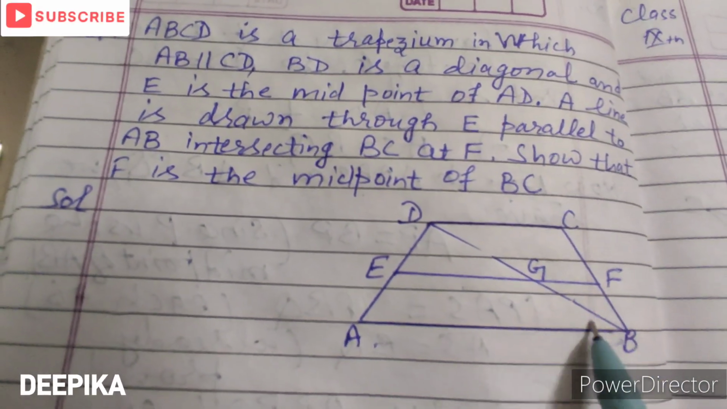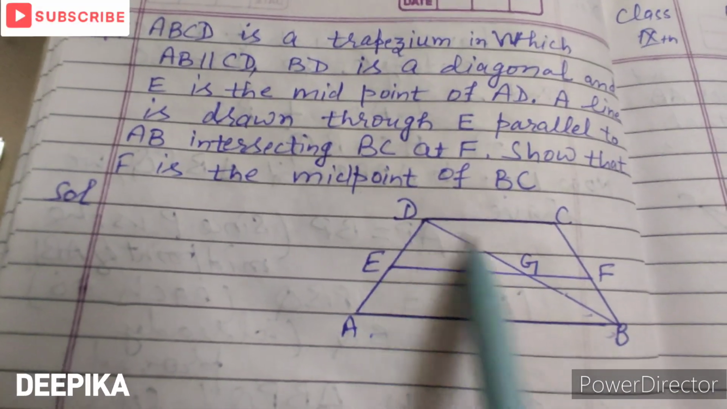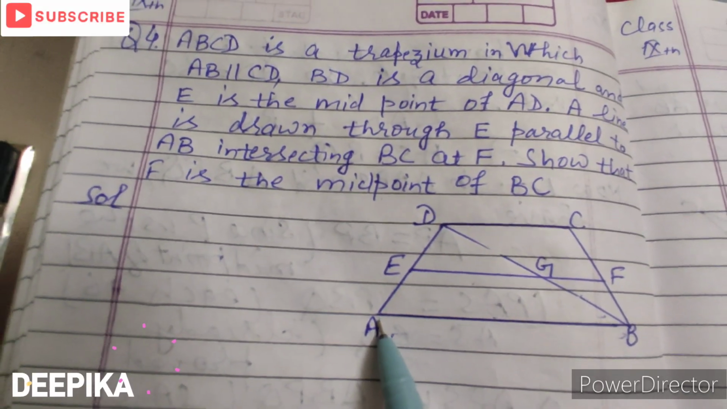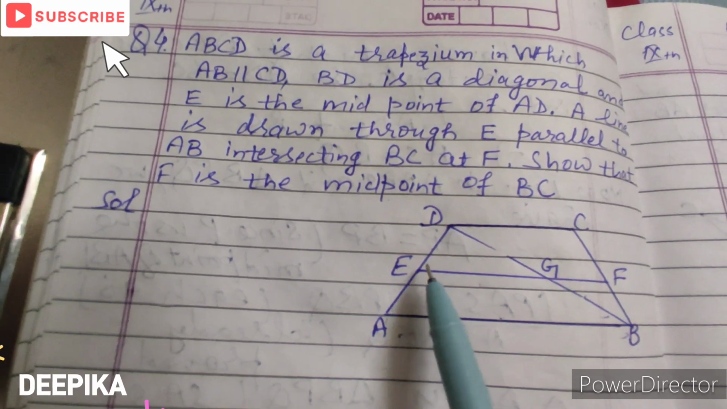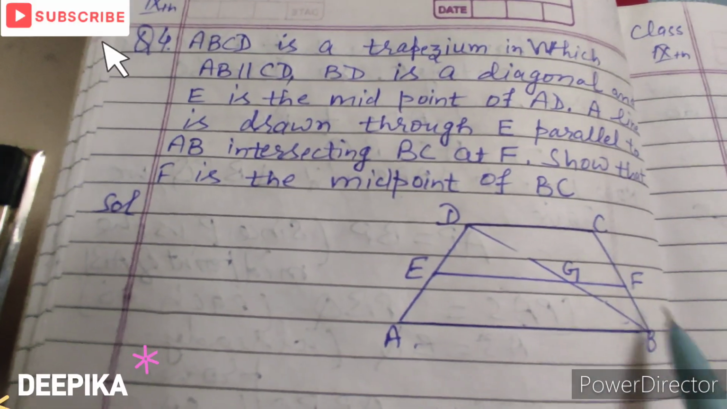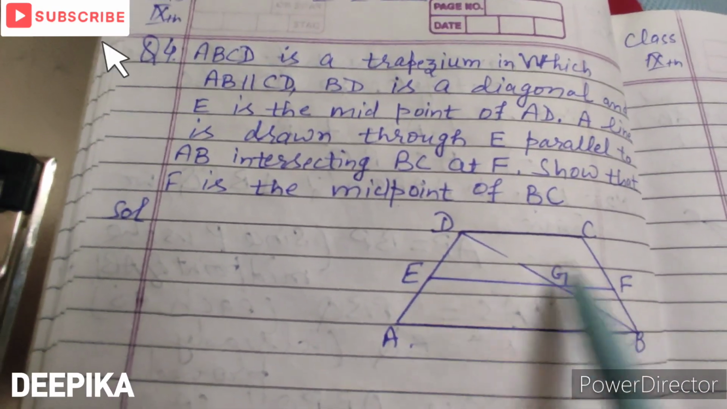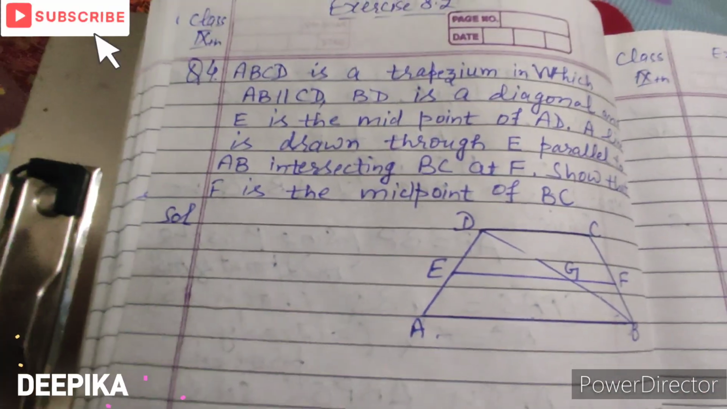ABCD is a trapezium in which AB is parallel to CD, BD is a diagonal, E is the midpoint of AD. A line is drawn from E parallel to AB intersecting BC at F. तो हमें प्रूव करना, F is the midpoint of BC.